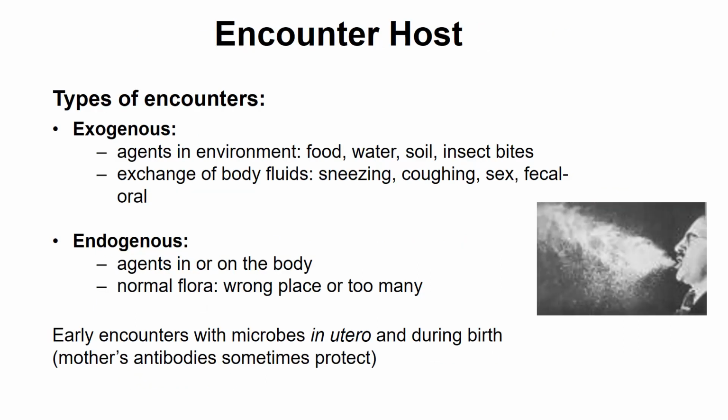So types of encounters with most microbes fall into one of two categories, those that are exogenous and those that are endogenous. As implied by the names, exogenous encounters typically occur when the host interacts with microbes in the environment. These might be microbes or bacteria that are found in food, water, soil, or transmitted as a result of insect bites. There are also many microbes that are transmitted between hosts, especially human hosts, as a result of dissemination of body fluids.